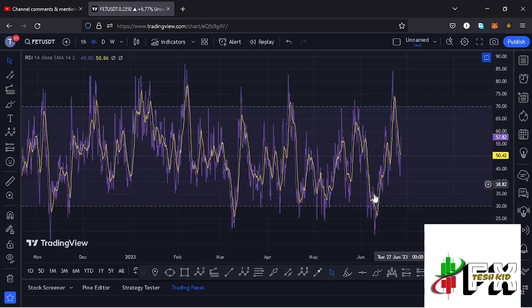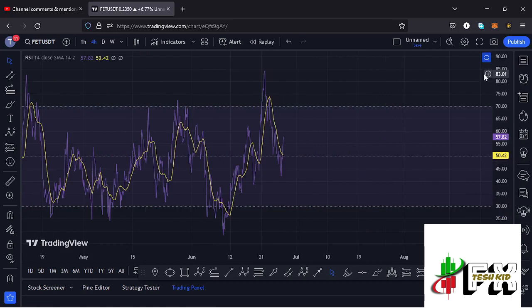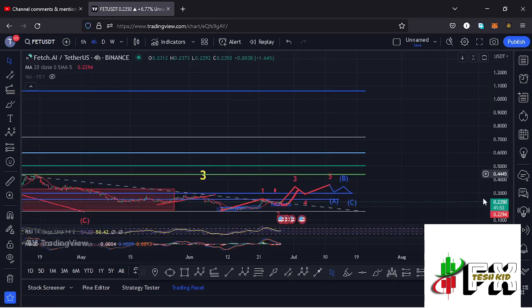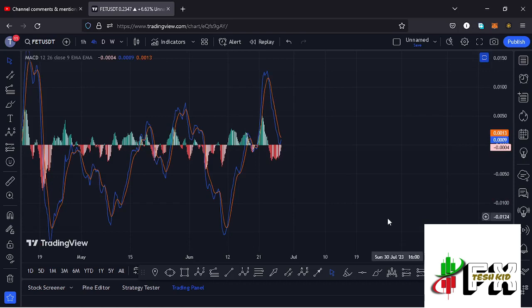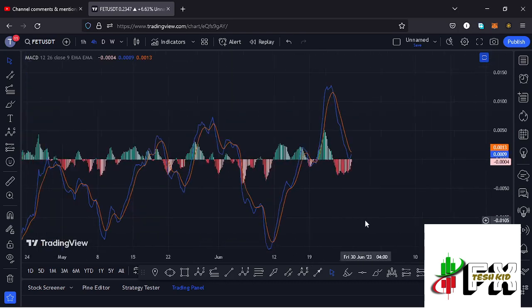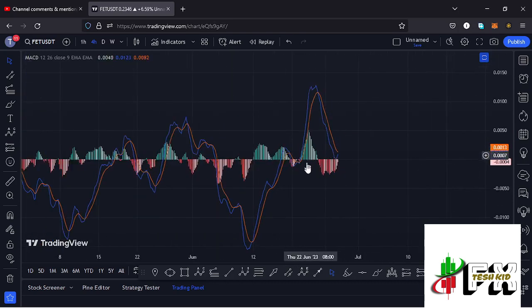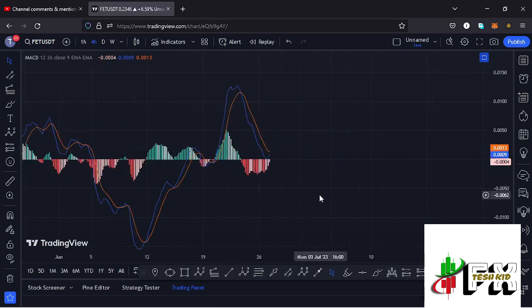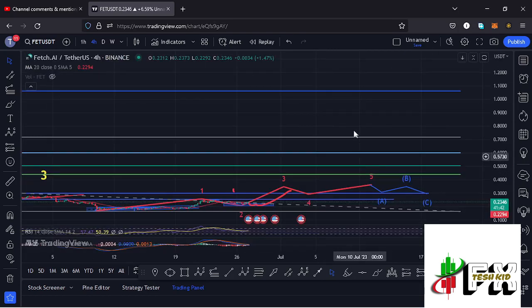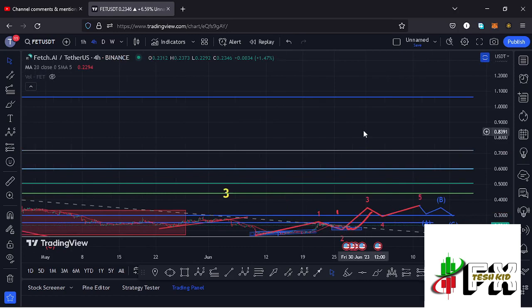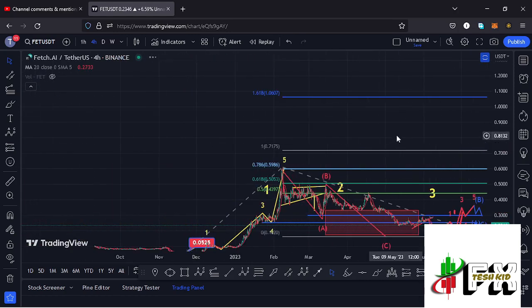Also taking a look at the indicators on the RSI, we are trading at around the 57 mark. On the MACD, we have been able to print a bearish cross, though we are seeing a massive decrease in the selling pressure, suggesting that soon we might be able to print a bullish cross. So let's be patient and see how that plays out, and I'll be keeping you updated.